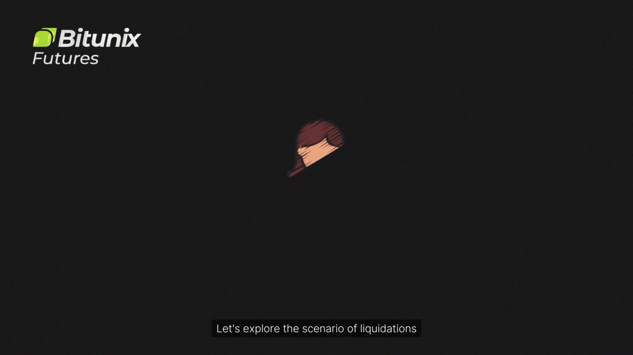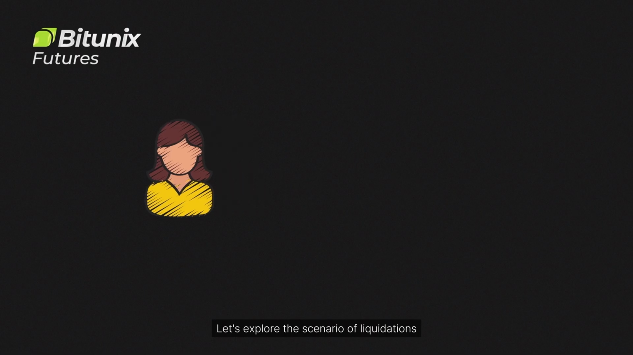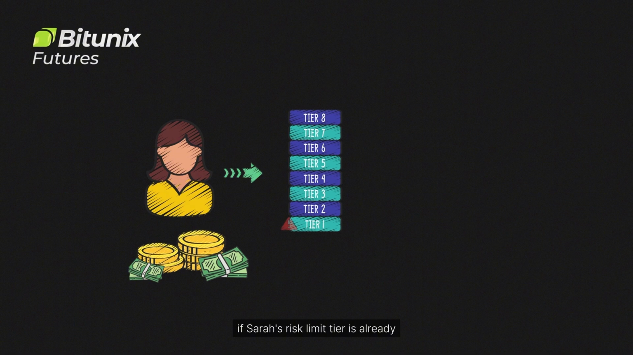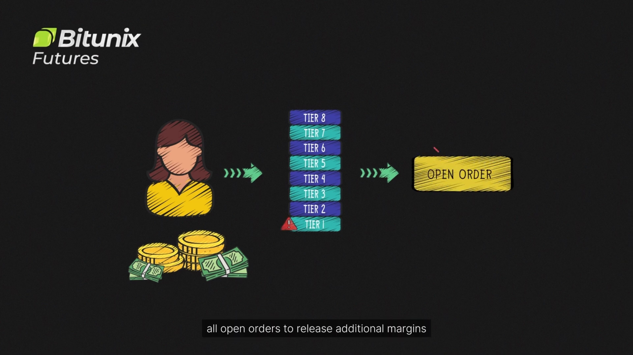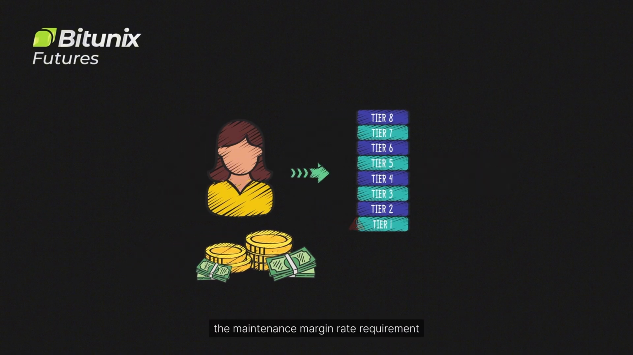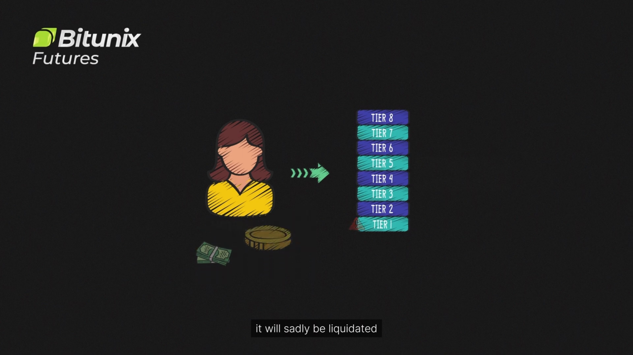Now, let's explore the scenario of liquidations through the eyes of Sarah, one of our traders. If Sarah's risk limit tier is already at the lowest tier, Tier 1, the system takes immediate action. It cancels all open orders to release additional margins, sparing no effort to save her position. However, if her position still doesn't meet the maintenance margin rate requirement, it will sadly be liquidated.